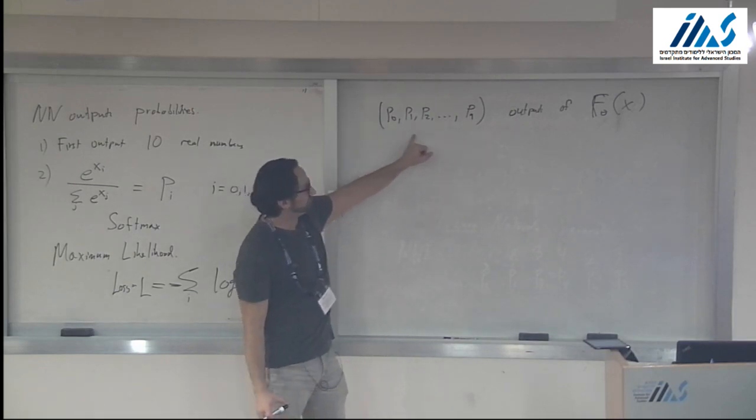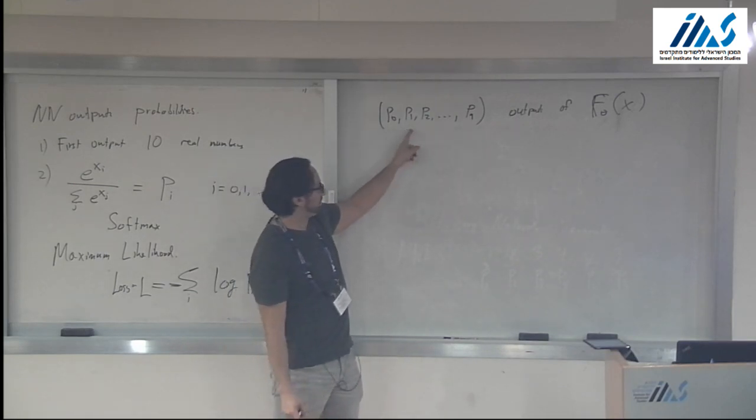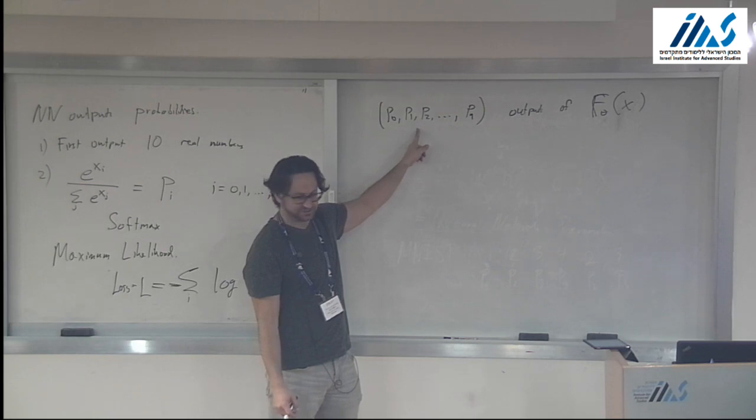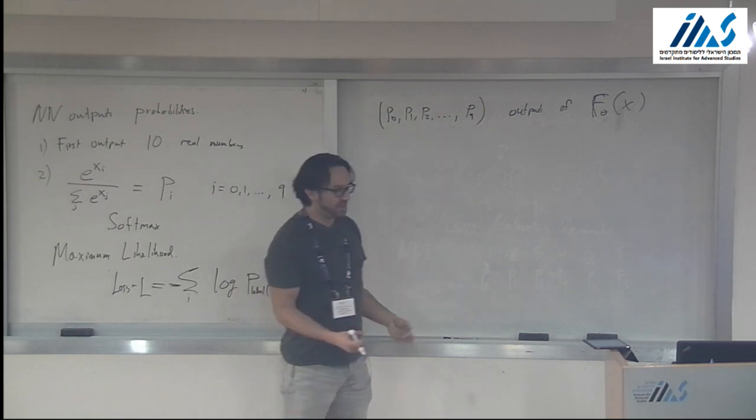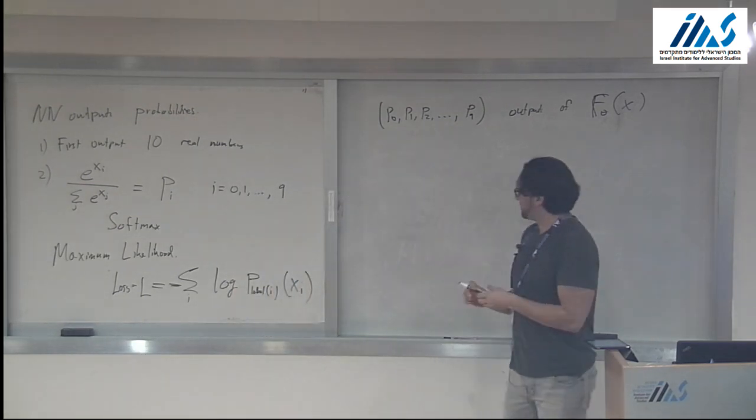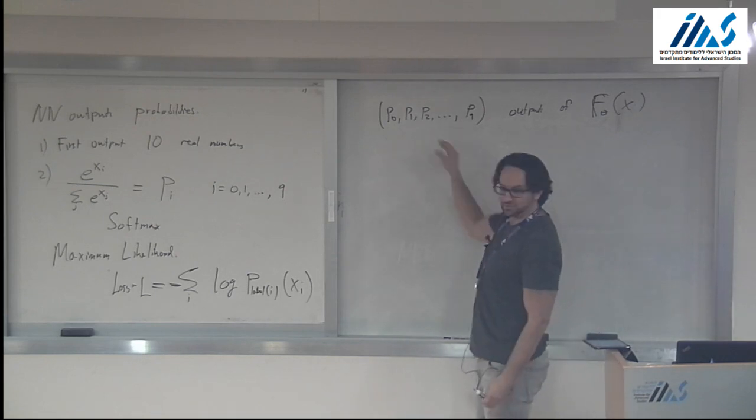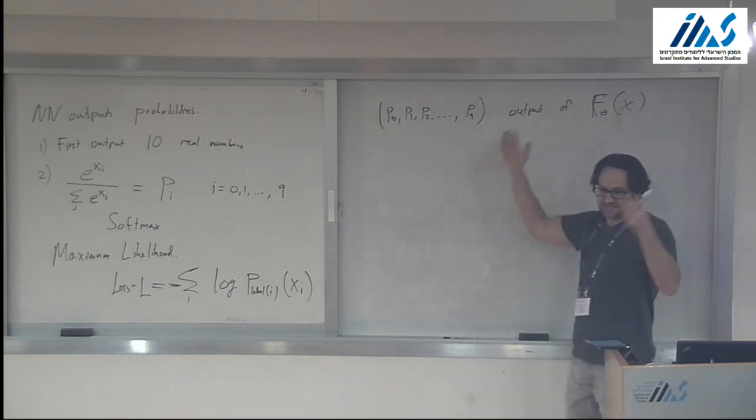And hopefully if your network is well trained, one of these is very close to 1 and the others are very close to 0. But maybe there's a really ambiguous digit, or maybe your neural network is not very well trained, in which case these might all be sort of a tenth or something like that.